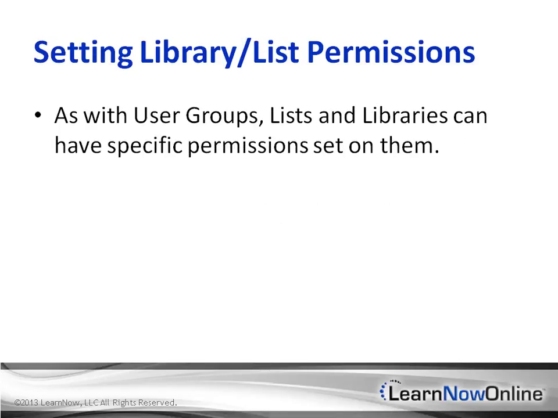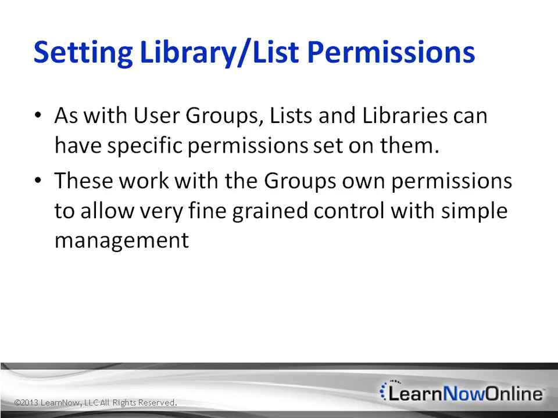When you're setting the library and list permissions, as with user groups, lists and libraries can have specific permissions set on them. They can go in and say, at a general level, you can do this. You can actually do it on the list or library, and you can actually have it on the item itself. Work with the group's own permissions to allow very fine-grained control with simple management. So as you're coming in, it is giving you what you have permissions to do from different locations, but if it's been denied, then that trumps all the rest of it.